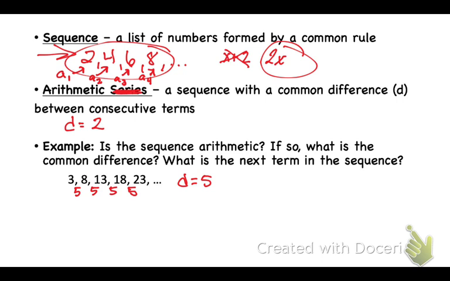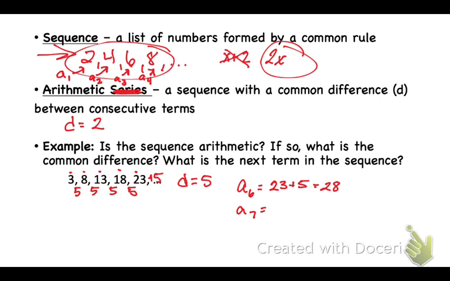What's the next term in the sequence? So we have D equals 5, and how are we going to find the next term? 28. How did you do that? Add 5. So A sub 1, A sub 2, A sub 3, A sub 4, A sub 5, A sub 6 is 23. 23 plus 5 is 28. What is A sub 7?